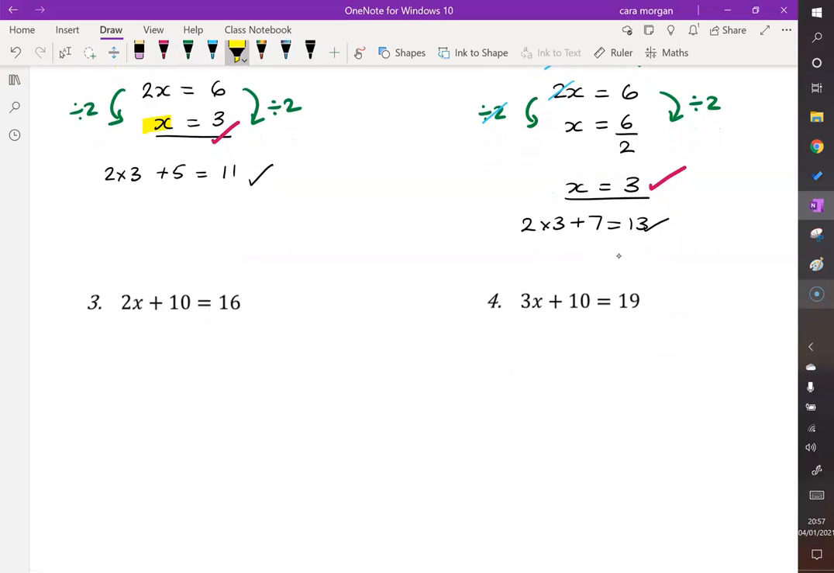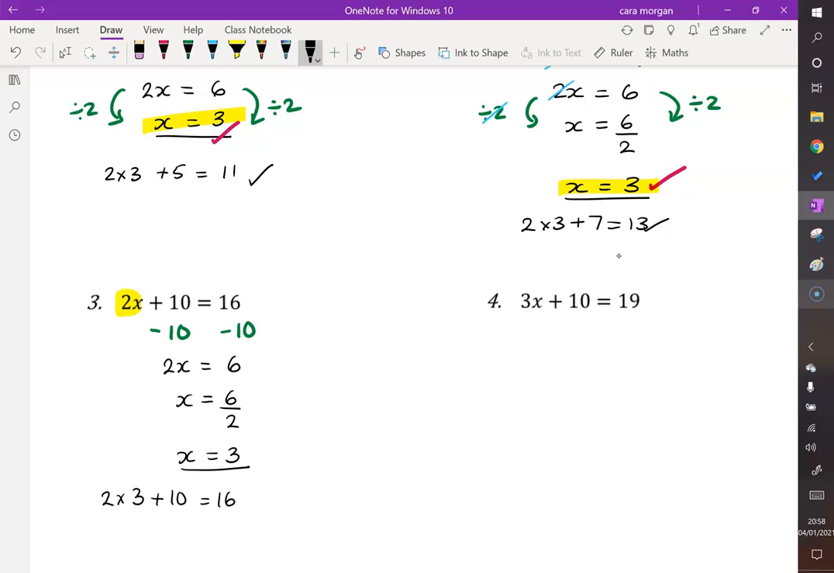Number 3. Let's highlight my answers to make it easy for you to see. Okay, going to highlight 2 x's first. So my first step, I'm going to subtract 10 from both sides. I'm going to get 2 x's are worth 6. Again, I can see that x is 6 divided by 2. X is 3. I'm going to check to see if it works. 2 times 3 is 6 and 10 does make 16. Lovely, and my answer is correct.